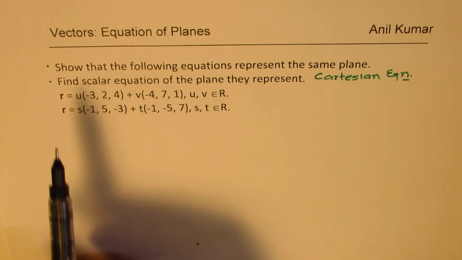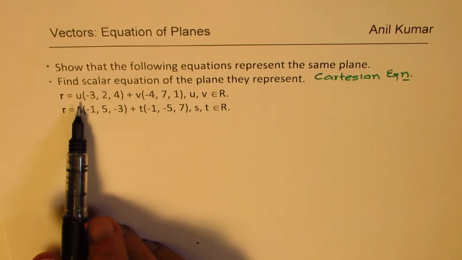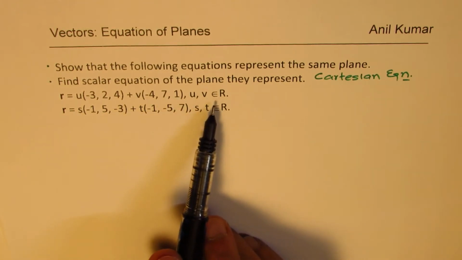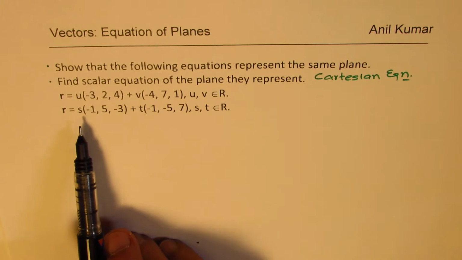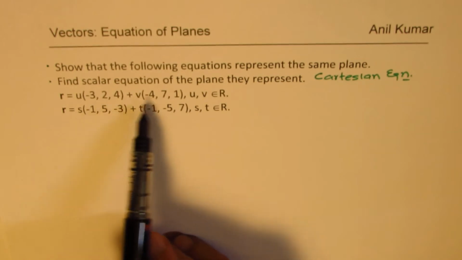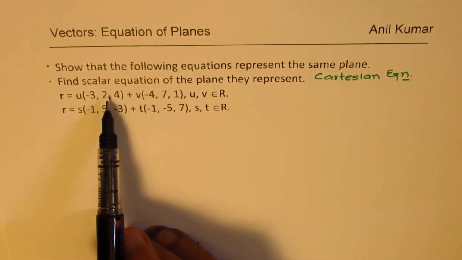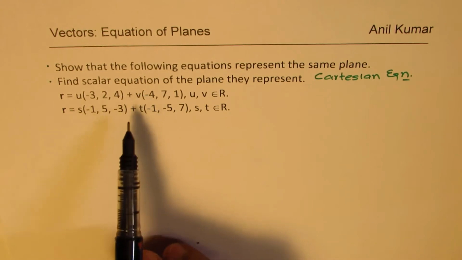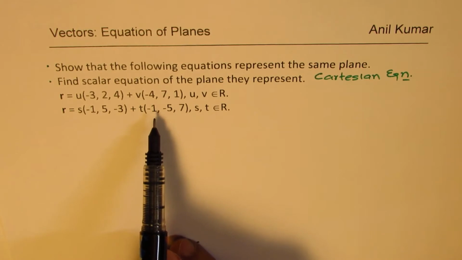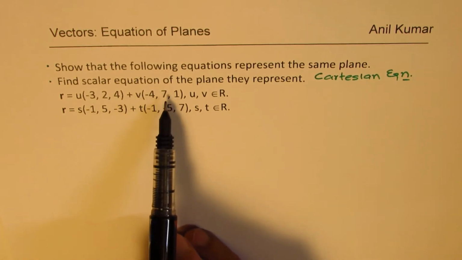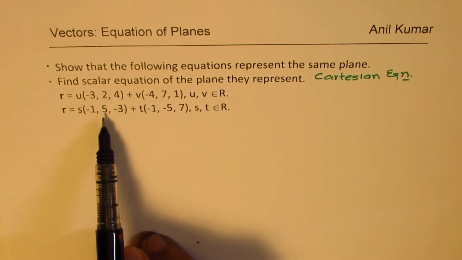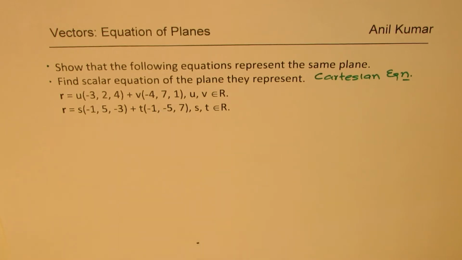Now here we are given two planes, r equals u(-3, 2, 4) plus v(-4, 7, 1), where u and v belong to real numbers. The other one is s times these vectors. Now these two, as you can understand, are two directions, so they represent directions of two different lines on a plane. To show that it is the same plane, we could definitely use the method which you have applied, writing linear combinations, this with the other two, that with these two, right?